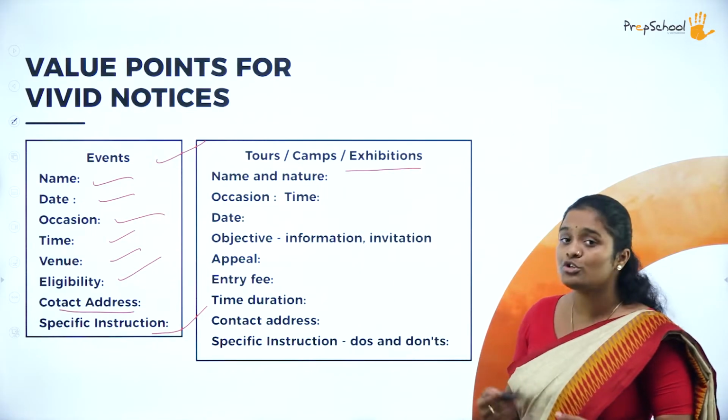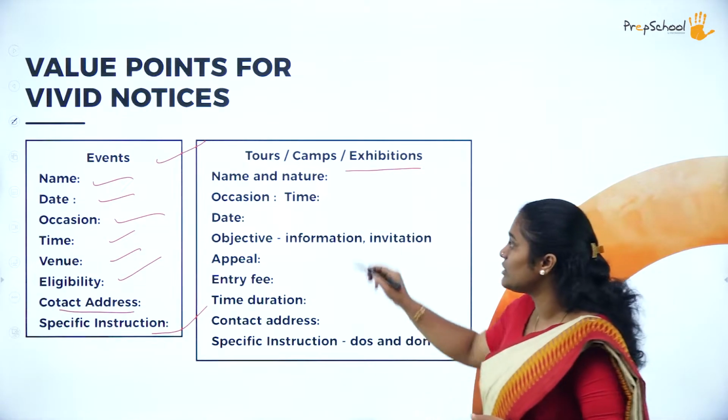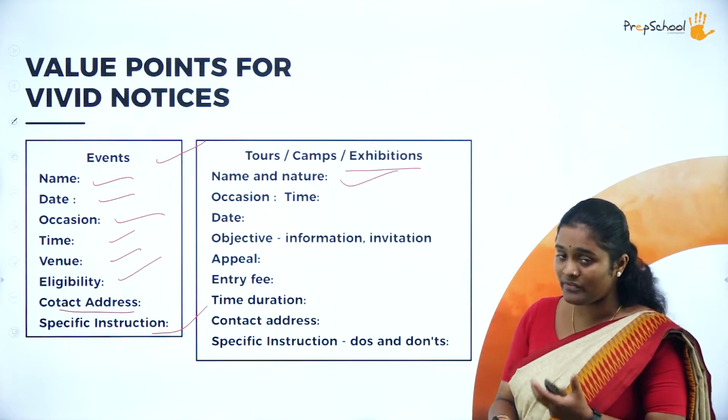Then there are exhibitions, tours, and camps. These kinds of notices will include the name and nature or kind of exhibition that is happening.